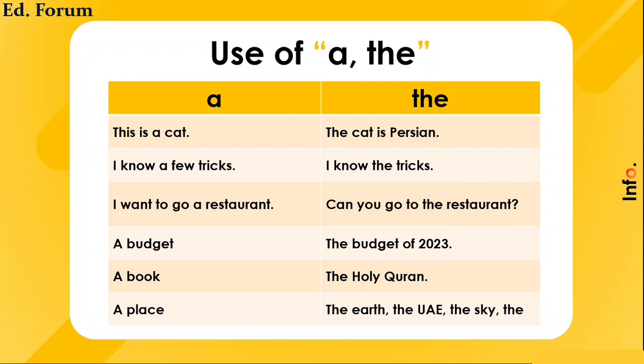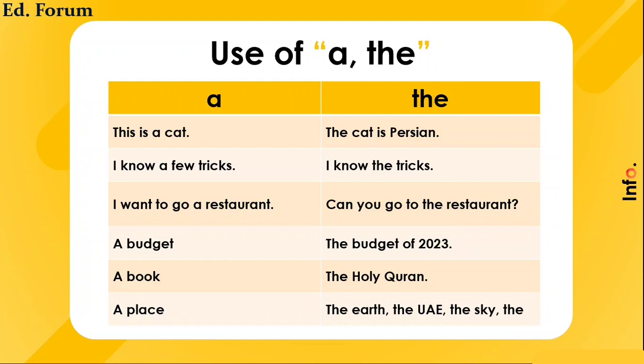So a is used, for example, this is a cat. A cat is a very common noun. There are so many cats in the world. I'm not specifically talking about one cat. I'm just generally talking about a cat. So it can be any cat. My listener knows that I'm talking generally. I'm not specifying, I'm not targeting any specific cat.